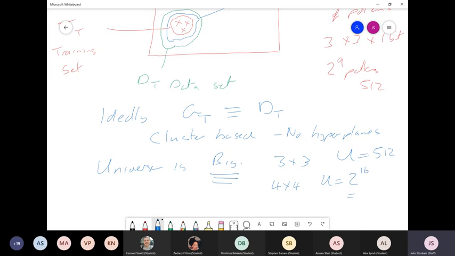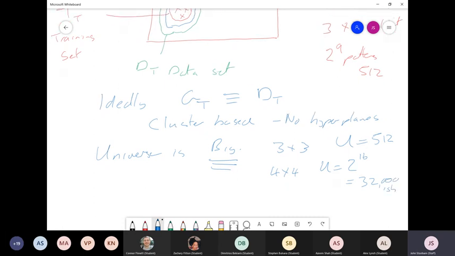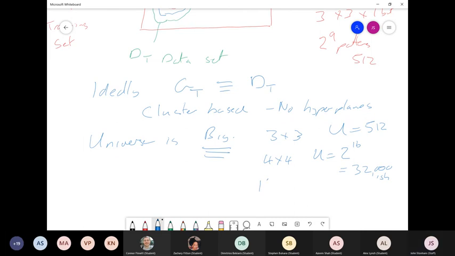Somebody work it out quickly for me. 2 to the 10, it's 32,000-ish. If I go to a practical size, which is pretty low resolution, 16 by 16, U is going to be equal to 2 to the 256, and that is going to be approximately equal to 10 to the 80. So the universe is huge.